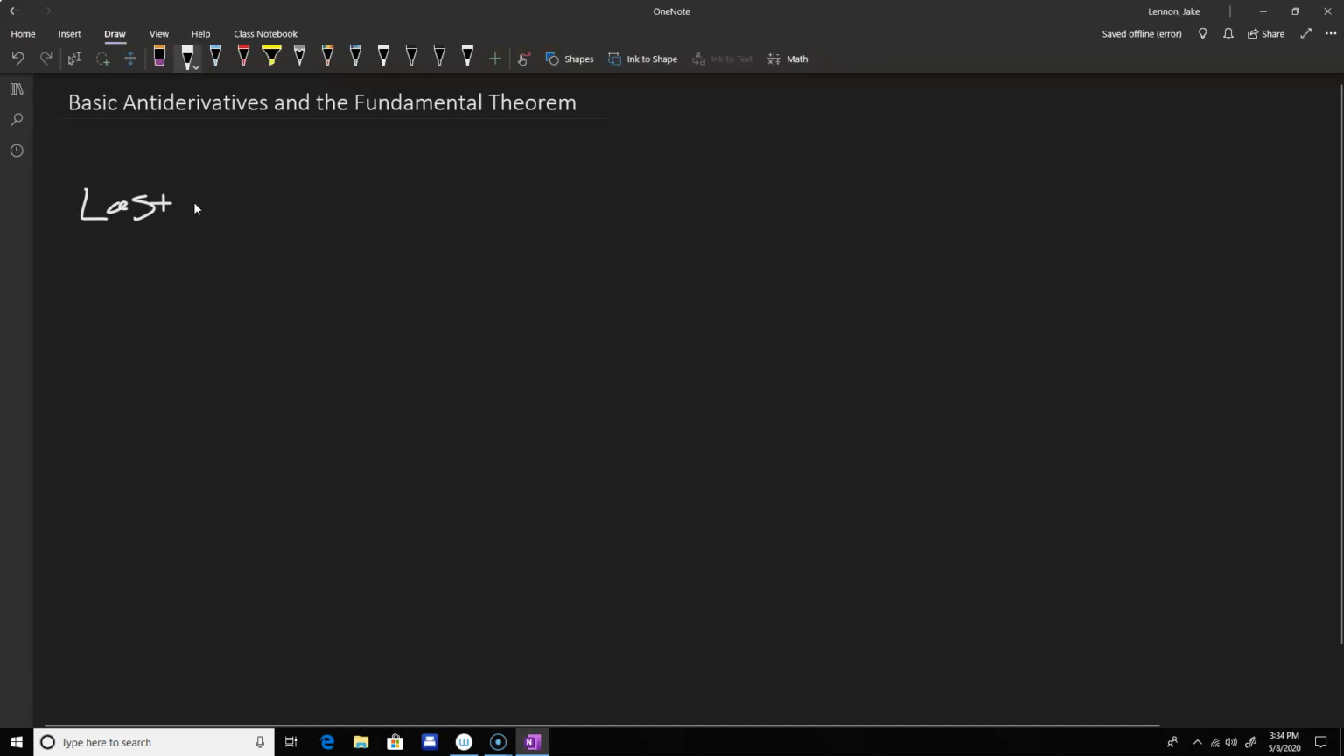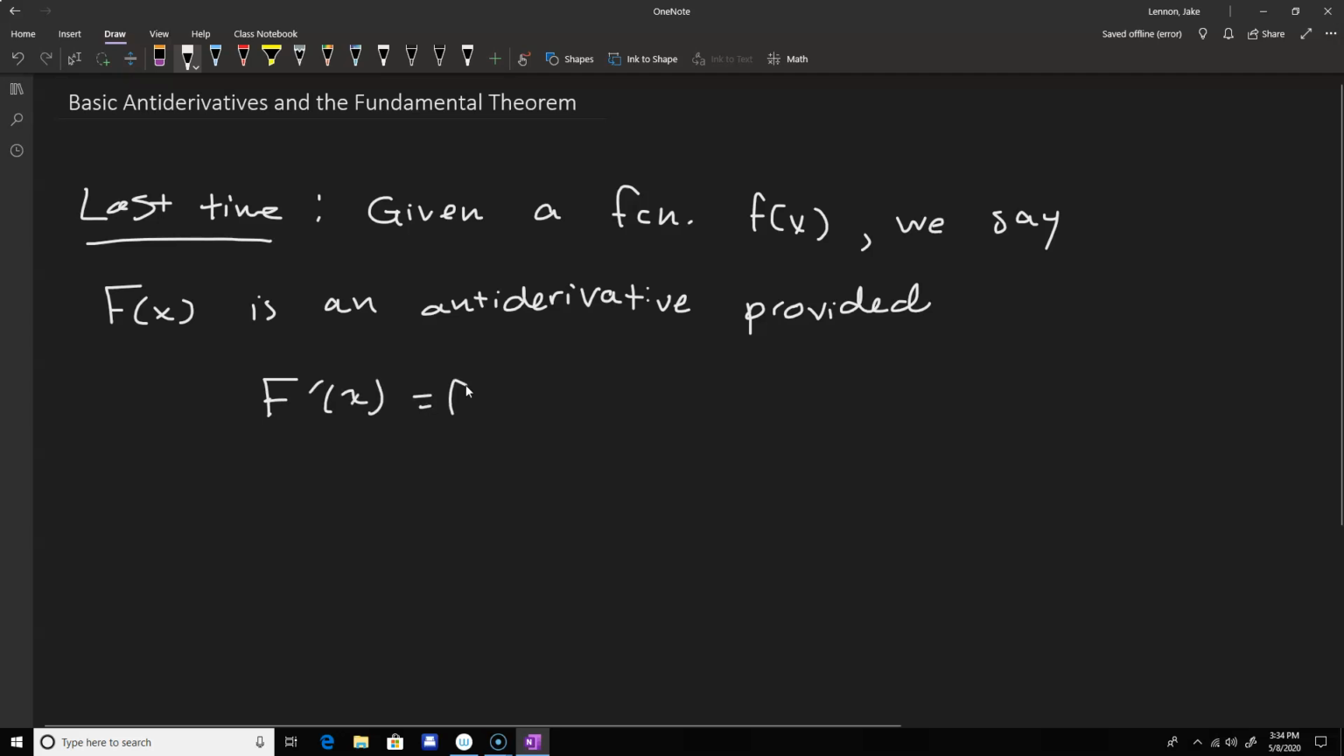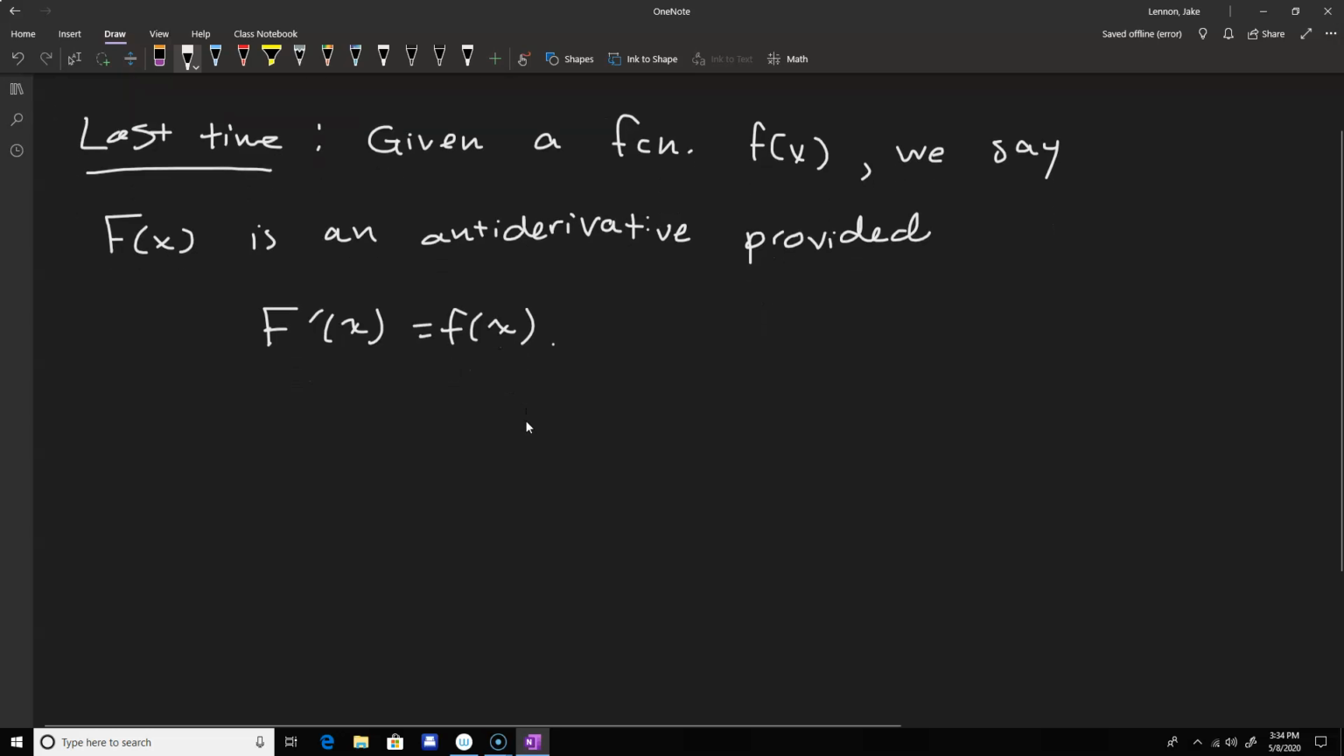Last time, let's say given a function little f of x, we say capital F of x is an antiderivative of little f of x, provided if you take the derivative of this capital F of x, we get little f of x. So that's just a quick recap.